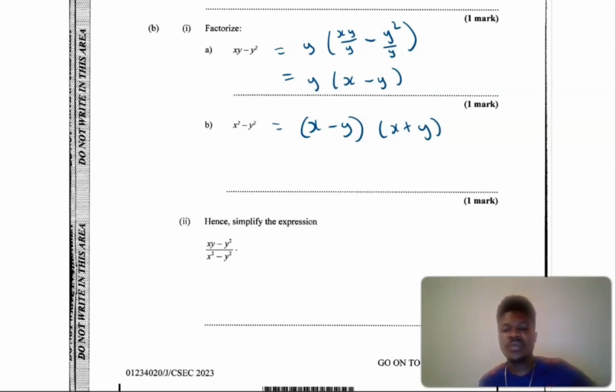So this is just a rule that we have to remember. Difference of two squares, a squared minus b squared, is just going to give us a minus b times a plus b. That's just the rule.